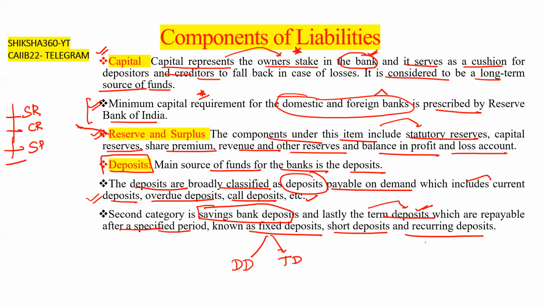It depends on a case-to-case basis. So the second category is savings bank deposits, and the last category is the term deposits, which are repayable after a specified period, known as fixed deposits, short deposits, or recurring deposits.